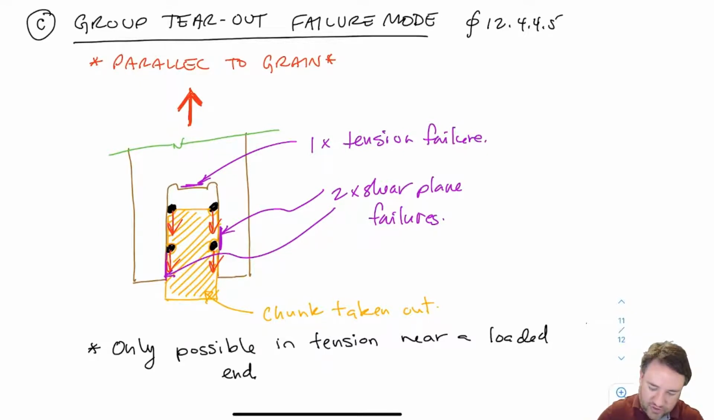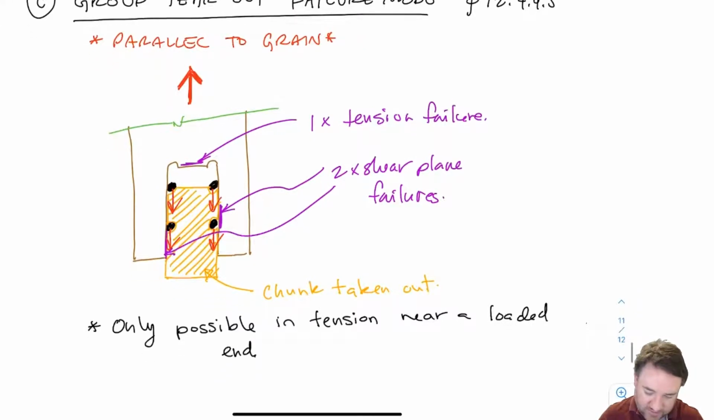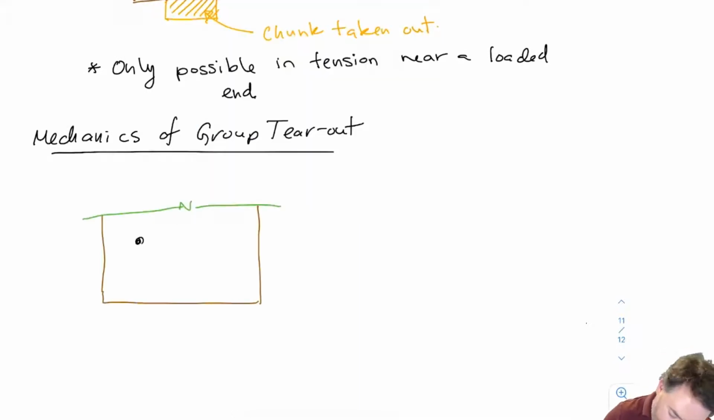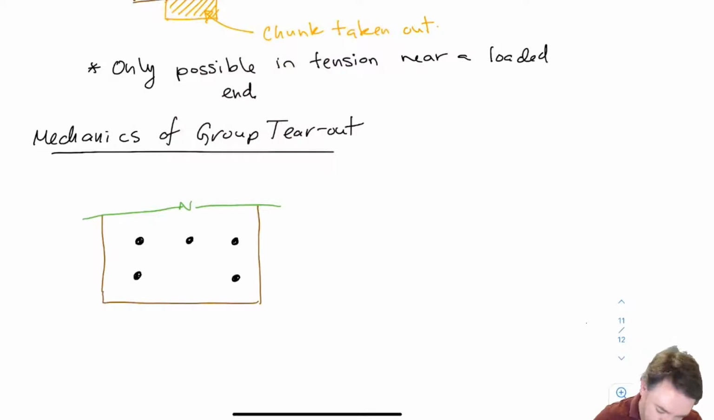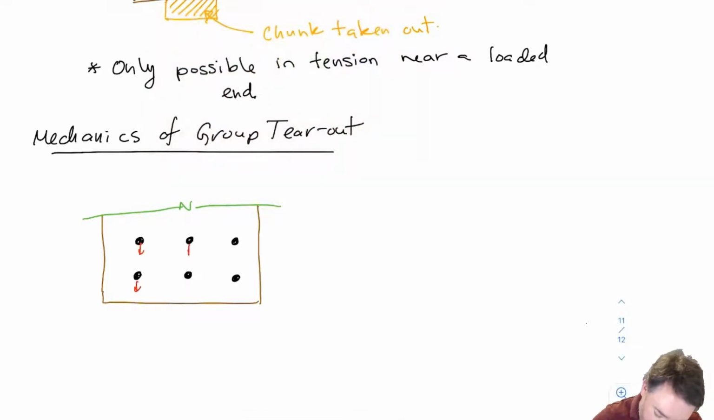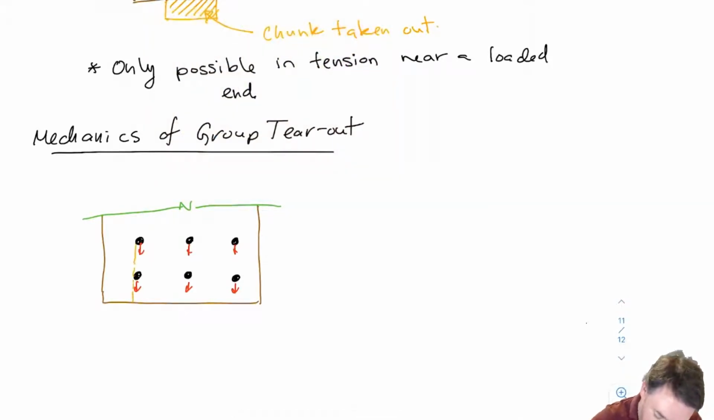Okay, so how do we determine the strength for group tear-out? Let's look at the mechanics of this situation. If I want to pull this chunk out, oh, I missed one of the bolts. If I want to pull this chunk out, all the bolts have to go down, and they all have to go out of the piece of wood and take a chunk with them. So I'm going to have to cut out a piece that looks something like this.